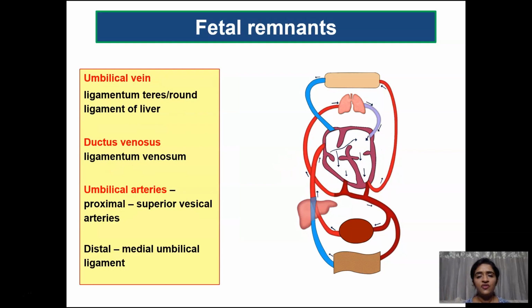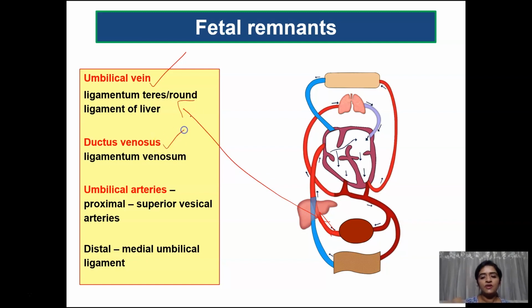Now let's see what the fetal remnants are. After birth, we know all these important structures which we just mentioned as a part of fetal circulation are no longer needed. But still, in their place you will identify some important structures which are considered remnants of those structures. So the umbilical vein, we know this is the umbilical vein, will be converted into the ligamentum teres or round ligament of liver.